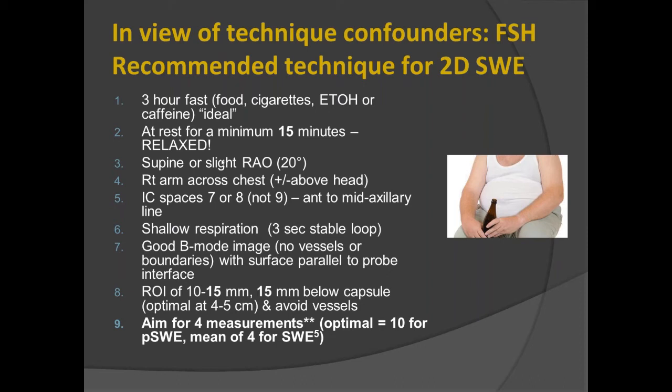Patient was relaxed. We tried to keep the patient supine, keep the arm not extended too high, across the chest preferably, because high often means that you stiffen up the intercostal spaces. You don't want to have anything like that. We have an intercostal space of 7 to 8, shallow respiration, good B mode image, always at least 10 to 15 millimetres below the capsule, and keep this 4 centimetre sweet spot.